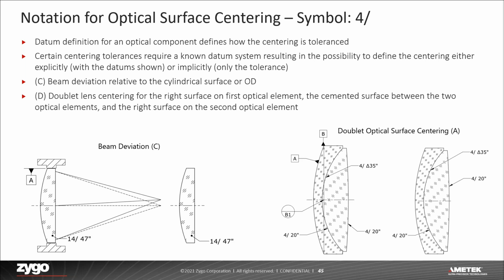Lastly, if looking at a doublet, the centering tolerances are similar to the single surface tolerances. In this example, the left optical surface and the edge at which that surface meets the outer diameter are the two datum. The right optical surface for this first lens then has a tilt tolerance. The second optical element will have a centering tolerance relative to the first by using the notation of a delta tilt. Lastly, the right surface of the right optical element will have a tilt tolerance relative to our datum.